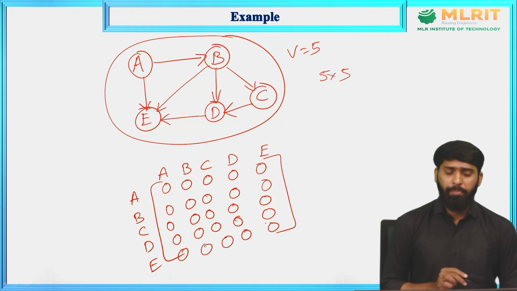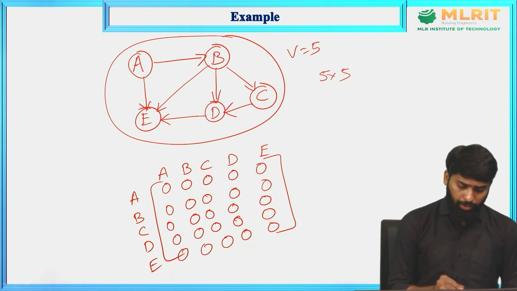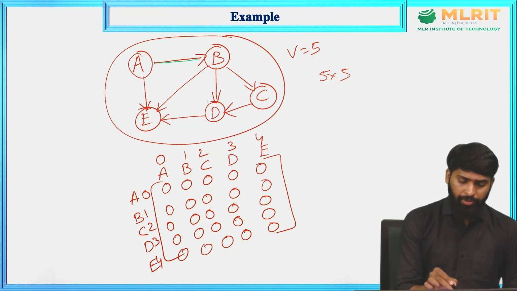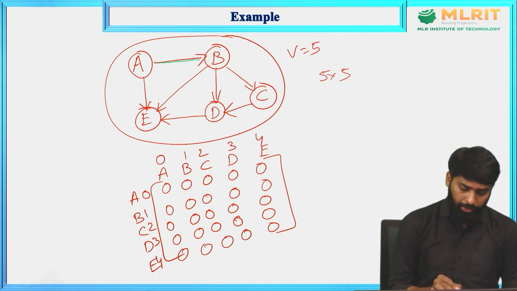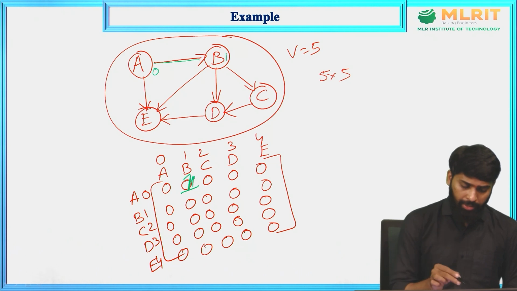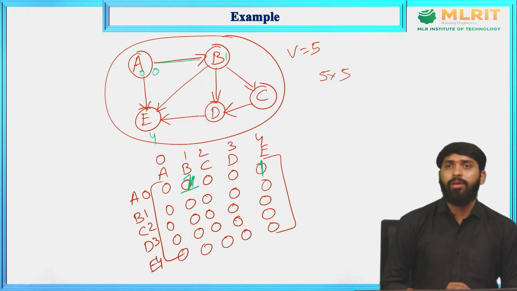Now how do I represent an edge from A to B? The indices are 0, 1, 2, 3, 4 for both rows and columns. For example, there is an edge from A to B. A to B is (0, 1), so I change this cell to 1. Similarly, there is an edge between A and E. A is 0 and E is 4, so (0, 4) is also 1.